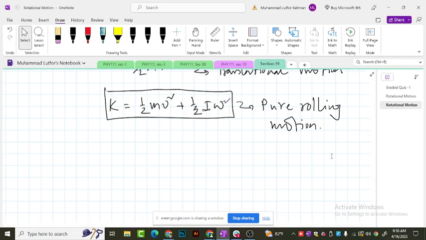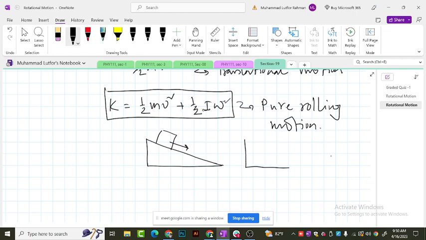Sometimes you will find that the system has only translational motion. Let's say when you release a block from an inclined plane, it has only the translational motion when it's moving downward. But the motion of, let's say, the wheel of a car has both types of motion, rotational as well as translational motion.